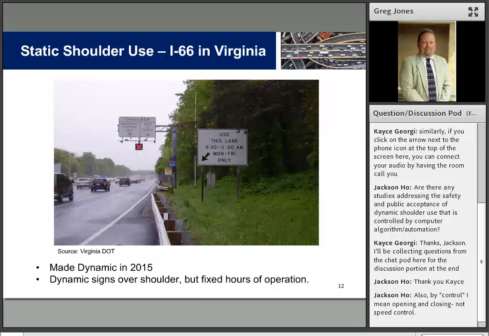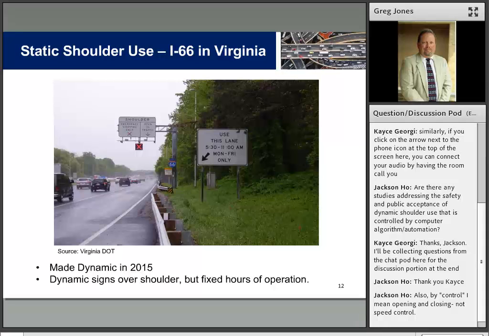So this is a static use shoulder operation on I-66 in Northern Virginia. This picture dates back to probably about 8 years ago when it was operating in a static mode. In this particular instance, the lane was being used from 5:30 to 11 a.m. in the morning, Monday through Friday. But also they had developed a bit of a hybrid application in which they were using overhead lane control signals to indicate when the shoulder lane was open or closed.